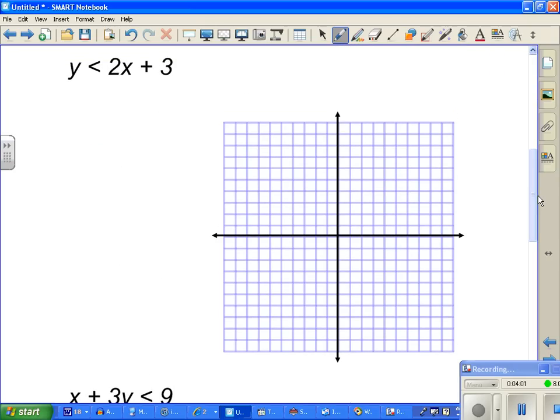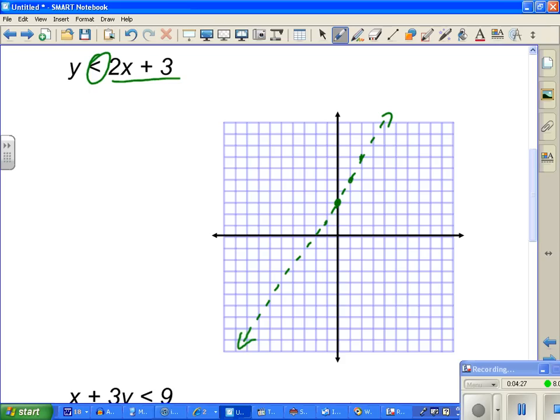Let's do another one here. Y is less than 2x plus 3. Well, first thing we've got to do is graph the line. So I go up to 3. That's my y-intercept. Slope is 2. Up 2 over 1. Hopefully everybody understands this. Now, it's a dotted line this time because it's not equal to. It's just less than. So the line itself is not a solution, so we dot it.